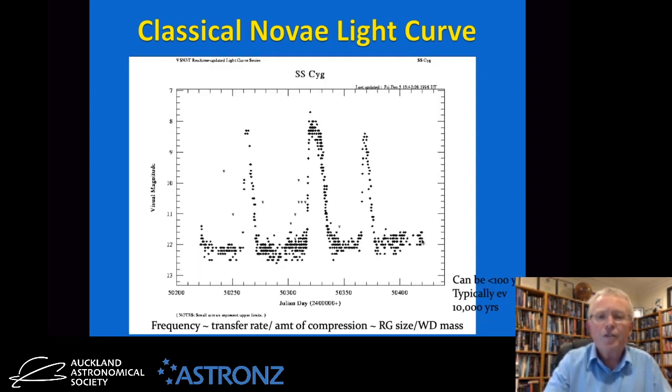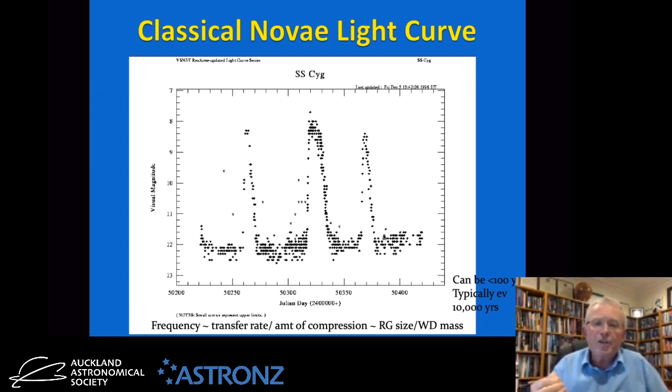Here is a nice little chart that shows this. This is one that repeats itself often. You can see it going up here, comes back down, and so on and so on. Now, how often does it occur? It does depend on a few factors. For example, a bigger red giant and a bigger mass white dwarf is going to feed that transfer rate of material a lot quicker. So that's going to be more frequent.